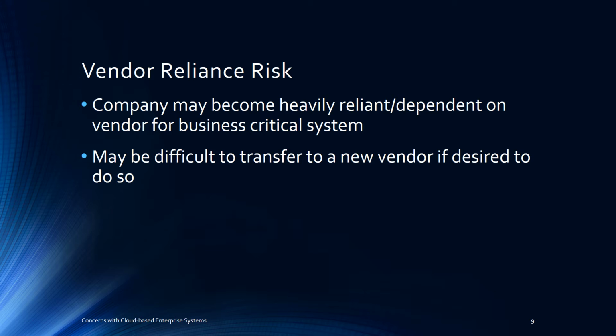Next up, we'll look at vendor reliance risk. What this is driving towards is that once you have your enterprise system on a cloud-based architecture offered through a vendor, your company is going to become more heavily reliant, or even somewhat dependent, on that vendor for your business-critical system. And so there may be an element of risk associated with that.